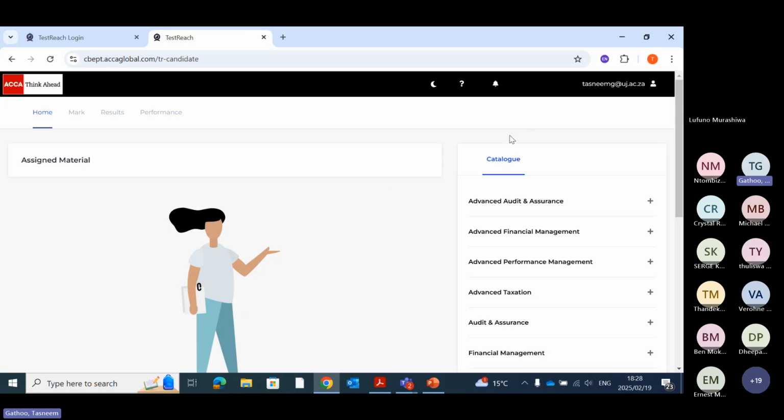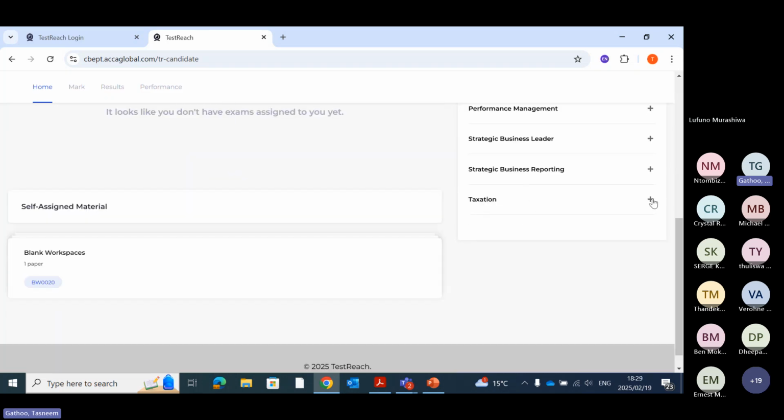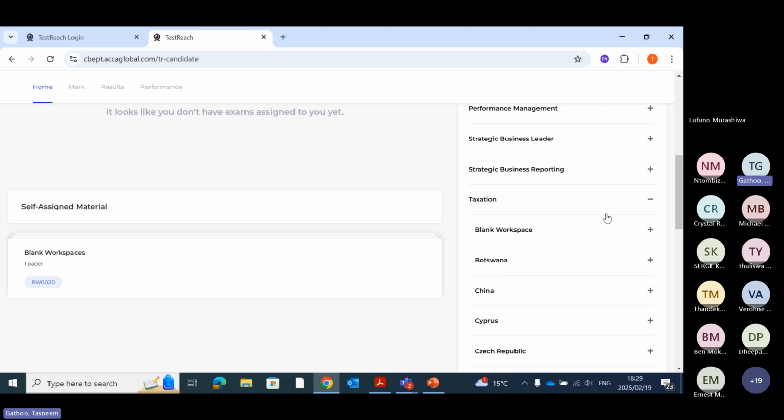What you're going to do first is scroll to your right-hand side to the catalog section, which lists all the subjects. We are now looking at taxation. As we are practicing, remember these questions are not up on the ACCA Hub, so you are using questions that we are uploading onto Moodle for now. So you click on the plus next to this blank workspace.